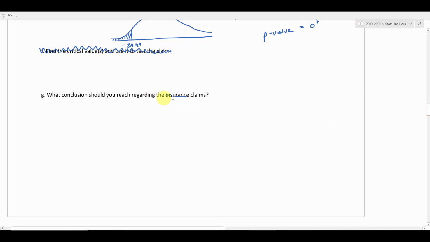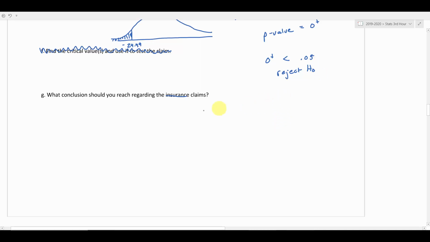So regarding the claim, our p-value was 0 plus, and remember our significance level was 0.05. So the p-value is less than 0.05. At the beginning of the test, we set this as our boundary. We said if we had a really low probability, lower than 0.05, we would reject the null hypothesis. So we're going to reject the idea that the mean battery life is 8.2 hours.